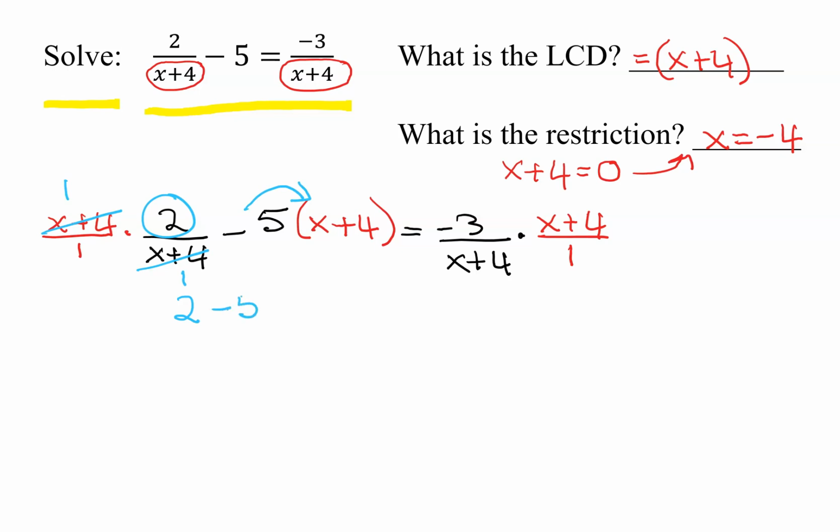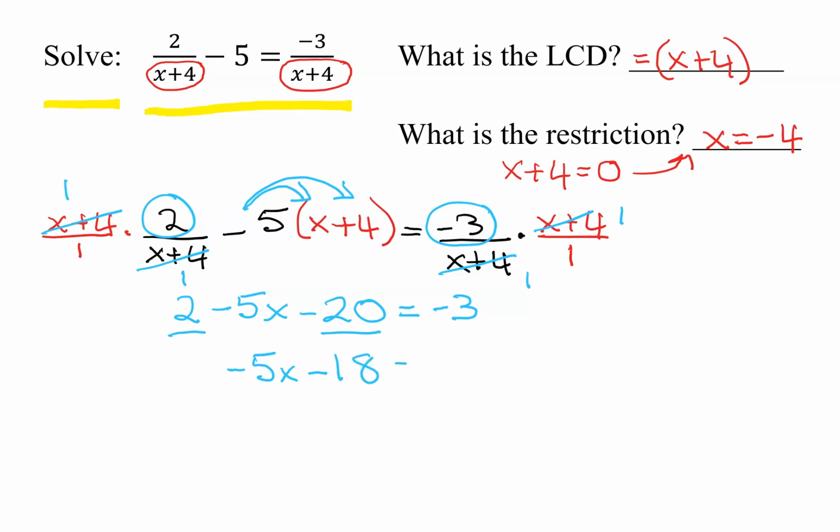So negative 5 times x is negative 5x. Negative 5 times 4 is negative 20. And on the right-hand side, the x plus 4's reduce, and what does it leave behind? Minus 3. So now I have a simple linear equation, and on the left-hand side I have a 2 and a negative 20, so I'm going to combine those. So I'm going to have negative 5x, 2 minus 20 is minus 18, equals negative 3.